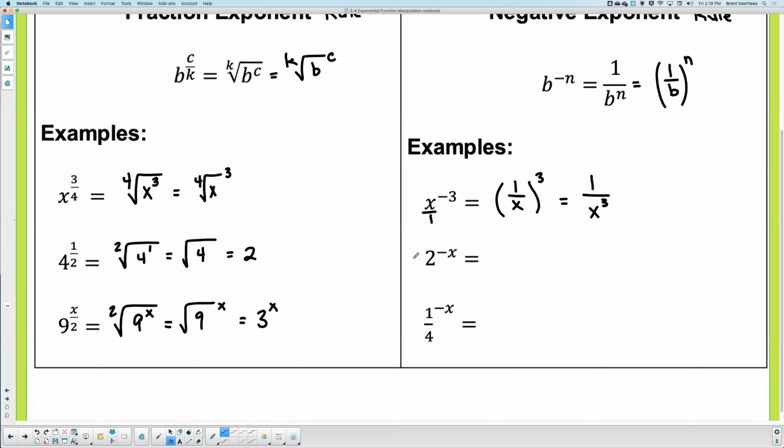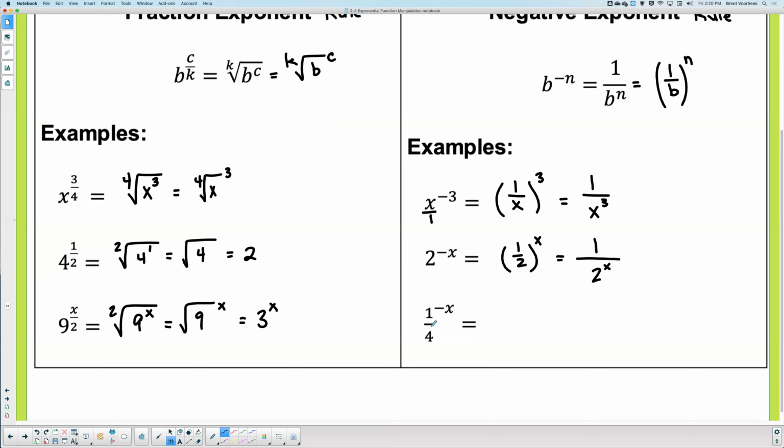Okay, let's try it again. 2 raised to the power of negative x. How can I rewrite that? How do I get rid of a negative power? Reciprocal of the base. What's the reciprocal of 2? 1/2. So 1 over 2 to the power of x. We don't know how many powers of it, but what's 1 to the power of x going to always be? What's 1 to any power? 1. You could leave that as a 1, and then 2 to the power of x.